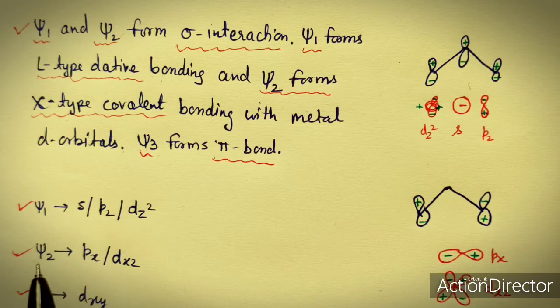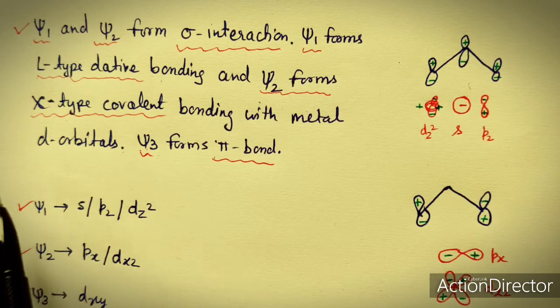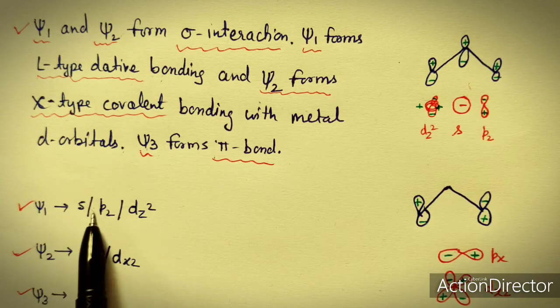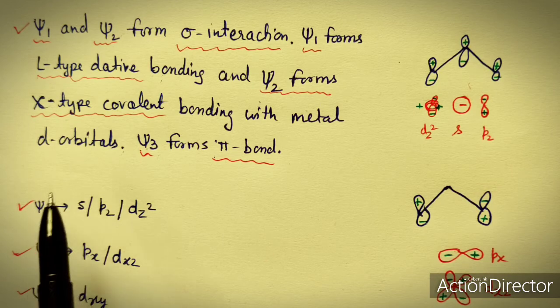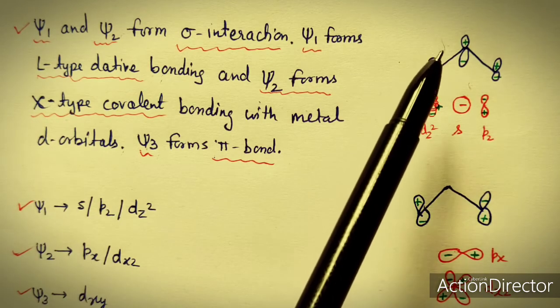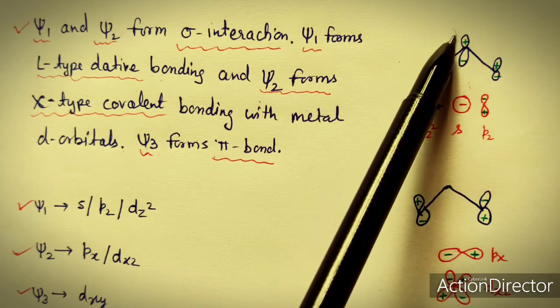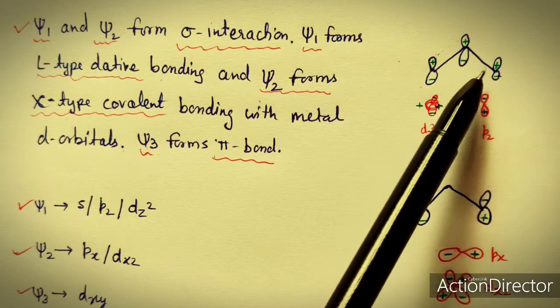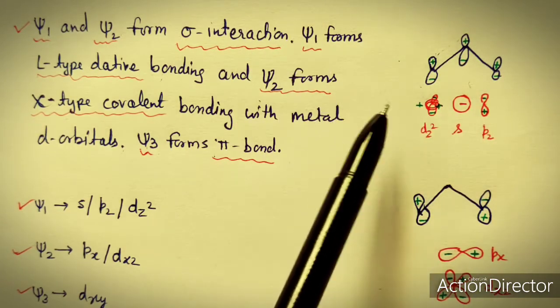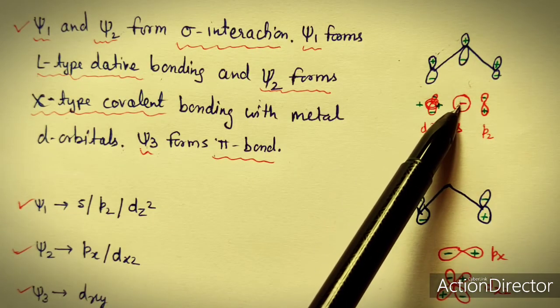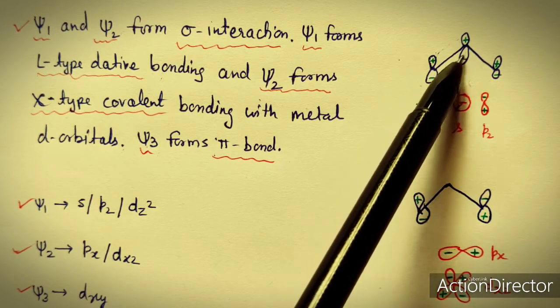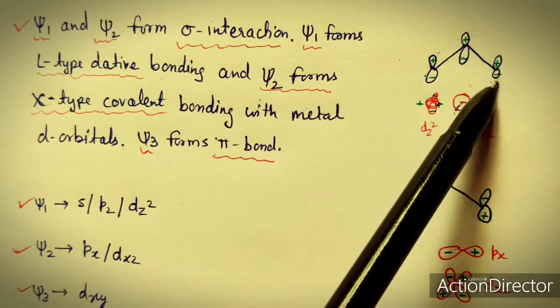Now after formation of these orbitals, these are the ligand molecular orbitals. These ligand orbitals will combine with the metal orbitals having the same symmetry. So if we see this psi 1 orbital, plus plus plus, all the lobes have a plus sign on one side. Now you can see that this is the s orbital. So the s orbital, if it has a minus sign, minus minus minus, can easily combine with this ligand orbital.